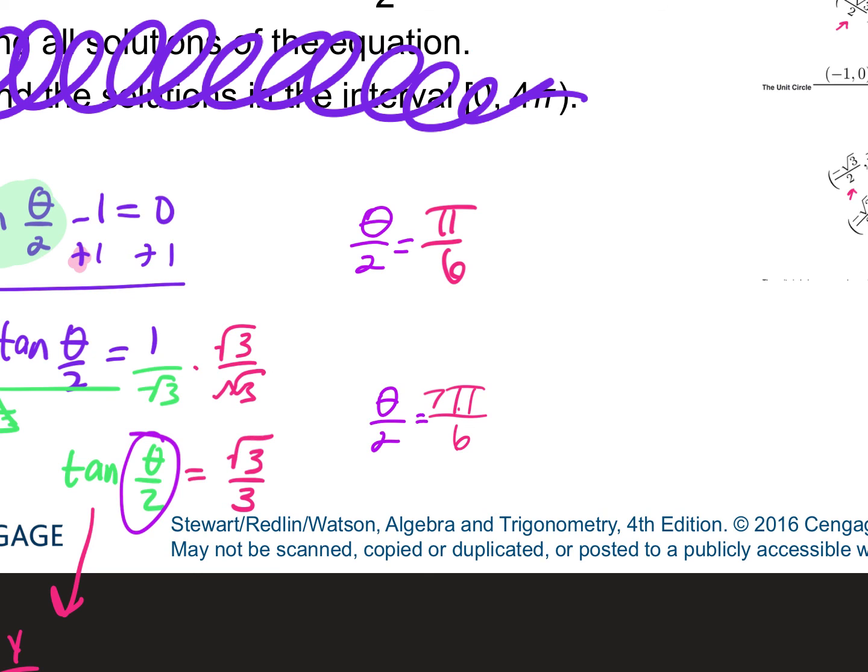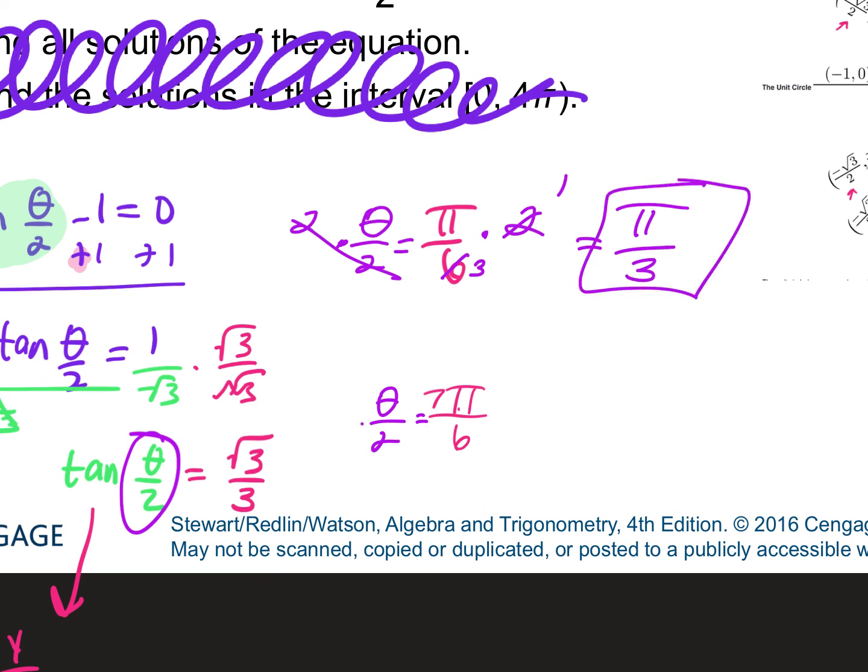How would I get theta all by itself? Multiply by 2. What's the opposite of division? Multiplication. So you multiply one side, you do to the other. 2 goes into 2 once, 2 goes into 6 3 times, so I get pi over 3. Multiply 2 on the top here. I multiply 2. So 2 goes into 2 once. 2 goes into 6 3 times. I get 7 pi over 3.